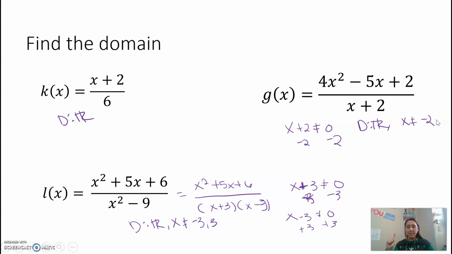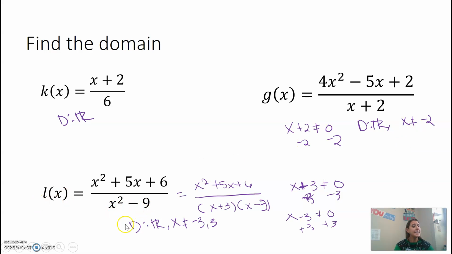Something else that we learned yesterday was that rational expressions always have a domain of all real numbers, or from negative infinity to infinity, but some are going to have some domain restrictions where it can't equal that. So x is not equal to -2 here.